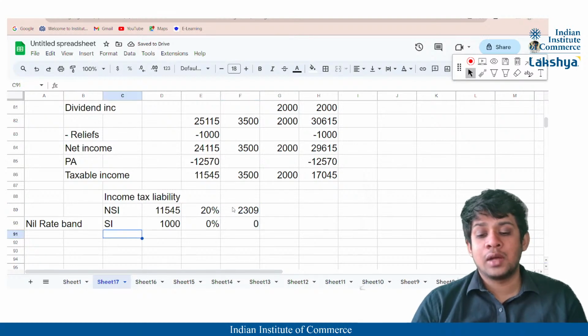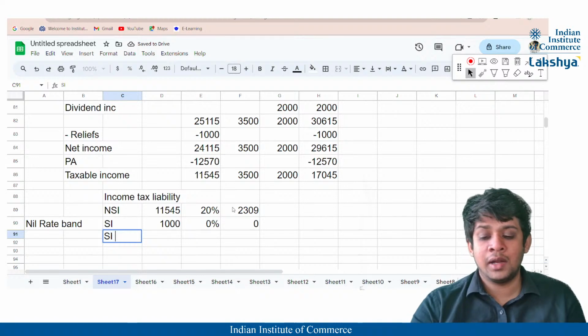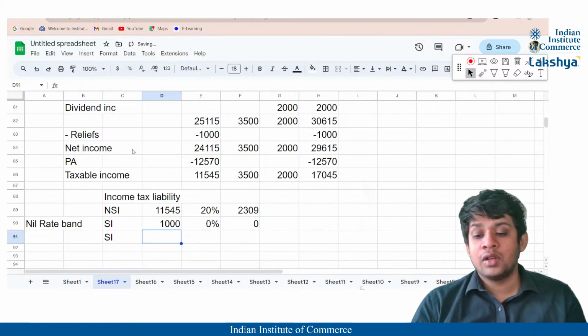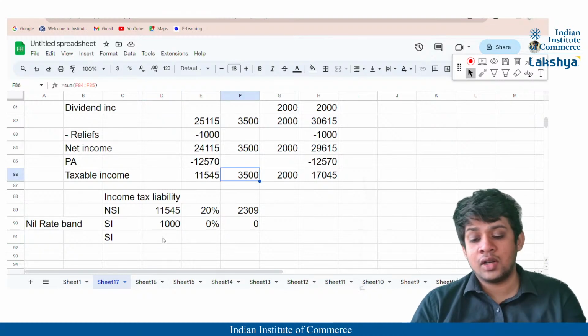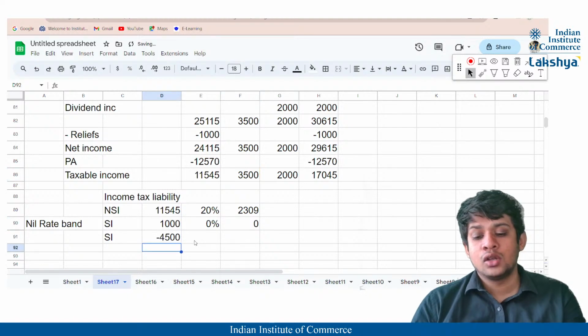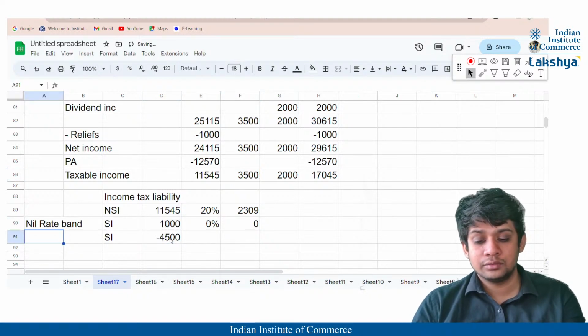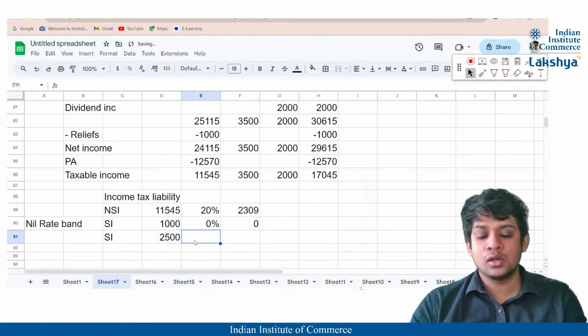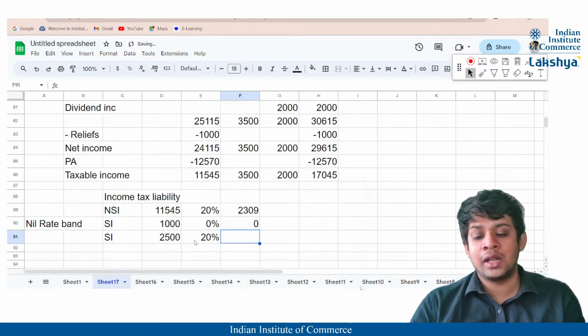Then for the next one, that is my remainder of the savings income, which is in total my savings income is 3,500, out of which 1,000 I have charged as the nil rate band. So the remainder is 2,500 on which I will charge 20% tax again, and I will get the answer to be 500.